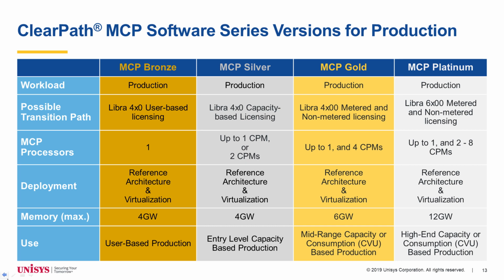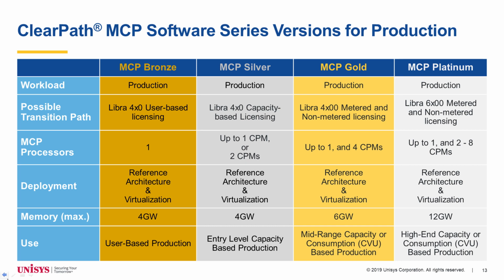So if we take a look at the whole product line for software series, starting with Bronze, that's production-based and it's user-based licensing. It utilizes one CPM or one processor. The deployment is on a reference architecture virtualized with 4 gigawords of MCP memory, and its use is user-based production. So there's one capacity set and you license it based on users.